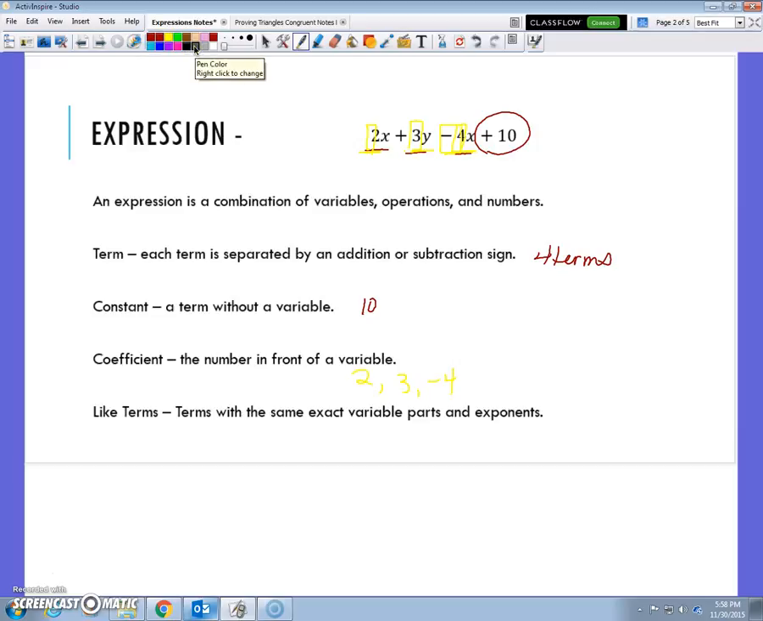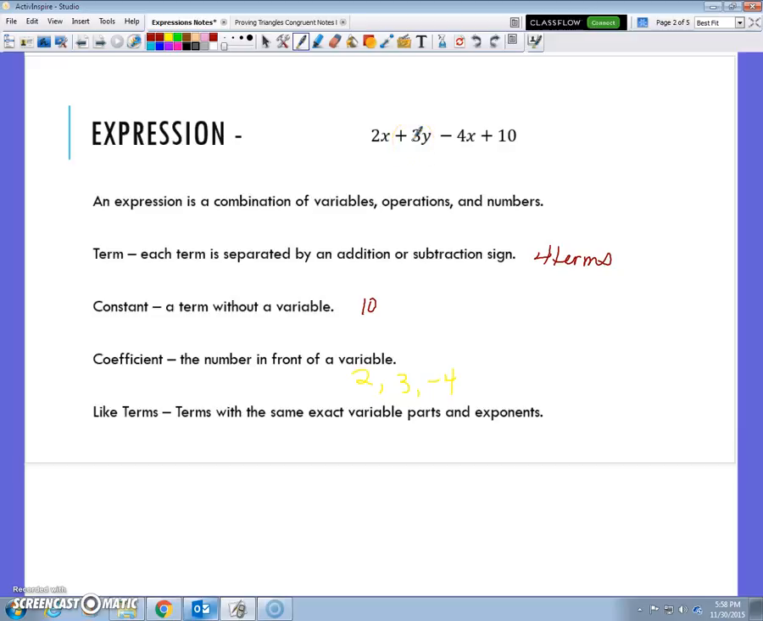And finally, another important vocab term is like terms. Now, terms that are like terms are terms with the same exact variable parts and exponents. So this is really, really, really important. For instance, it's going to be very tempting for me to write 2x plus 3y is 5xy. But that's not the case.